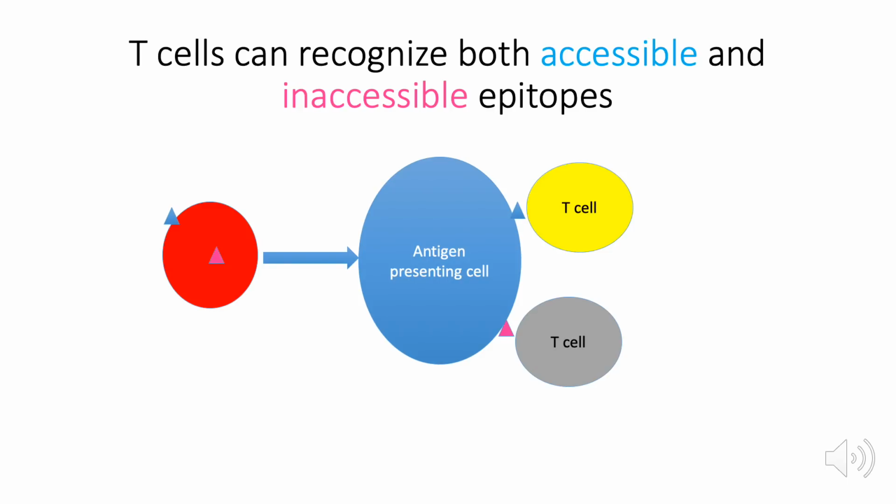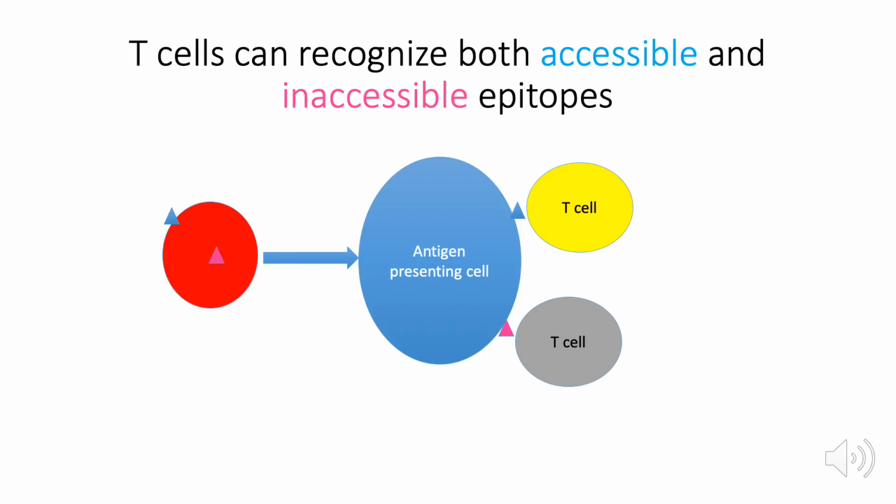So T cells can recognize both accessible and inaccessible epitopes provided that they are first processed and presented by an antigen presenting cell, because T cells themselves cannot directly recognize the epitopes. They need to wait for the macrophage to choose these epitopes during antigen processing and display them using MHC class 1 and class 2. So, let's review.